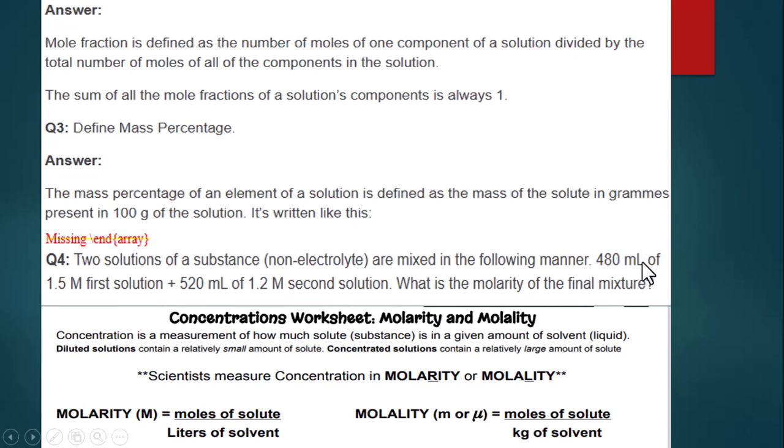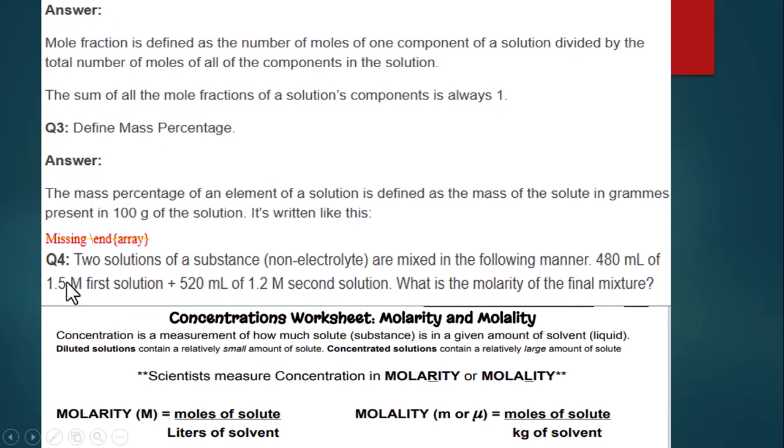We can just simply add these. We can add 480 milliliters with 520 milliliters. That will give us the total solvent that we have. It will be 1 liter, because 520 milliliters plus 480 will give us approximately 1000 milliliters, and we can add the concentrations of 1.5 plus 1.2. That will give us 2.7. So this is exactly what we will have.